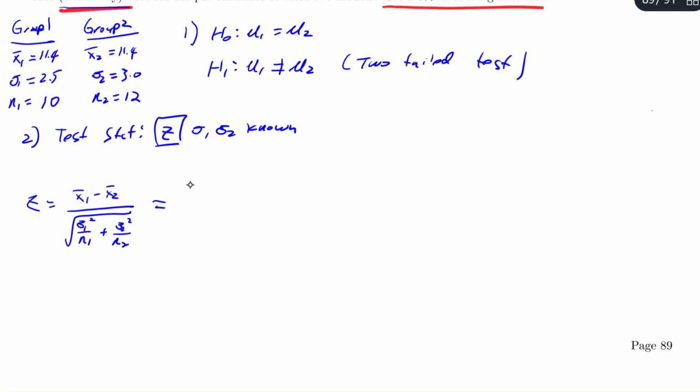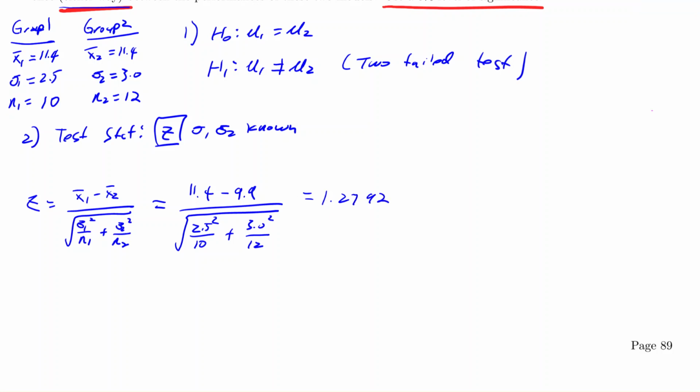So let's plug these numbers. 11.4 minus 9.9 divided by square root of 2.5 squared over sample size, which was 10, plus 3.0 squared divided by 12. And for this value, I get 1.2792. Okay, so that's our test stat.